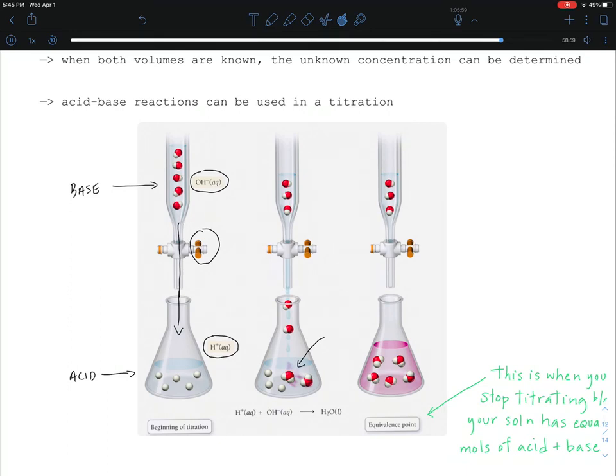So what you really need to know is what acid you are using, what base you are using, and if I don't know the concentration of one of these things, then I really hope that I have the concentration of the other, because I'm going to know how much acid I started with, and I'm going to know how much base I used to reach the end point. So I know the volume of each, right? And then I can calculate the unknown concentration. So that's what we're going to do in this particular calculation down here.